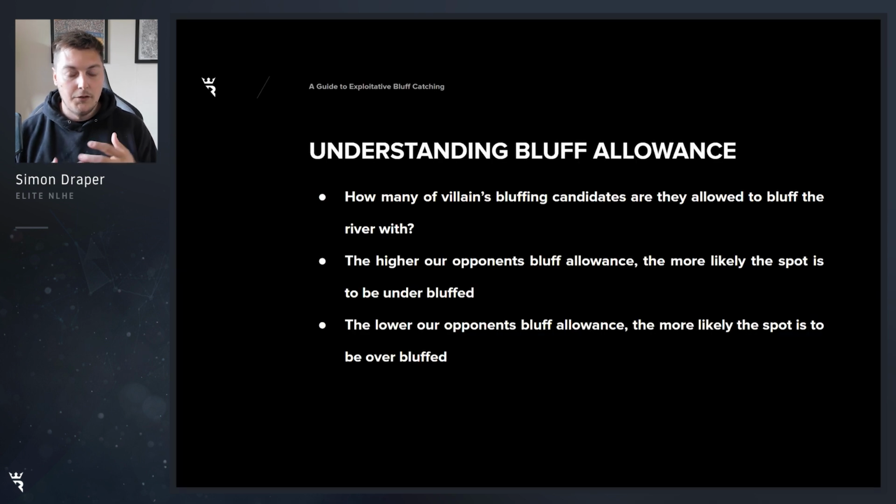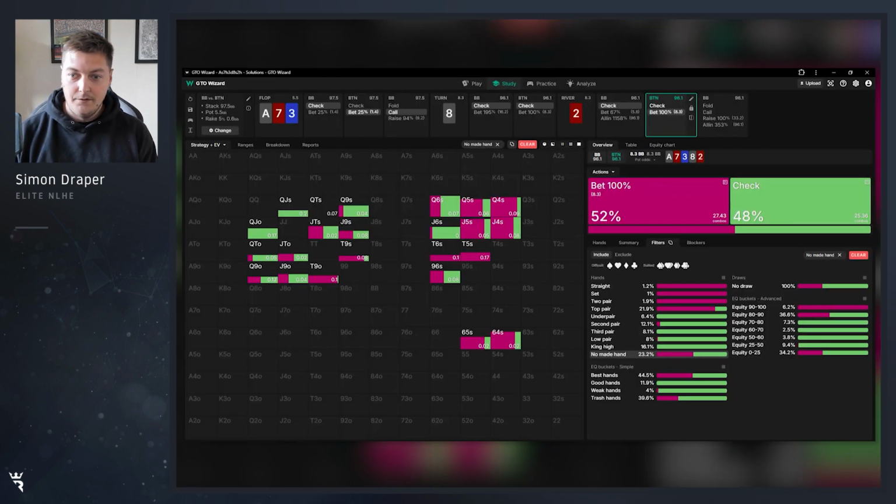The lower our opponent's bluff allowance, the more likely the spot is to be overbluffed. So if we go back to our original sim, this is a spot that is very likely to be overbluffed by human beings, because human beings don't really like checking back 9 high and 6 high and always losing. So you have to be very in touch with your frequencies here.